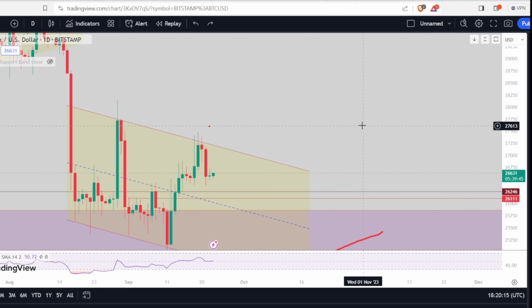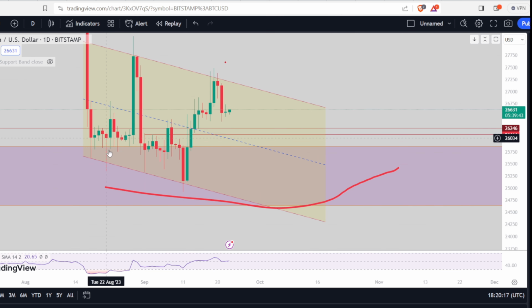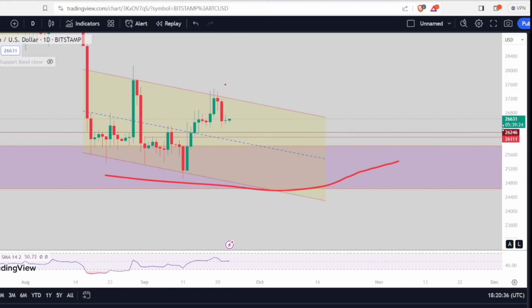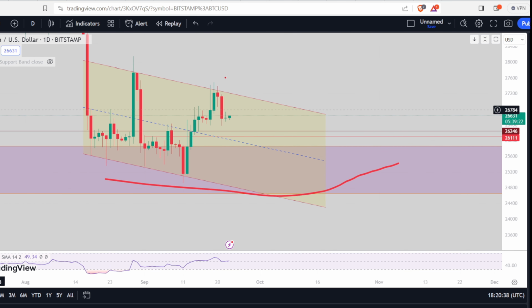So this channel is mostly playing to the upside because this channel is heading down. But another scenario is that maybe we will see a certain, I don't want to say triangle, because this major drop here has a little bit ruined the triangle.